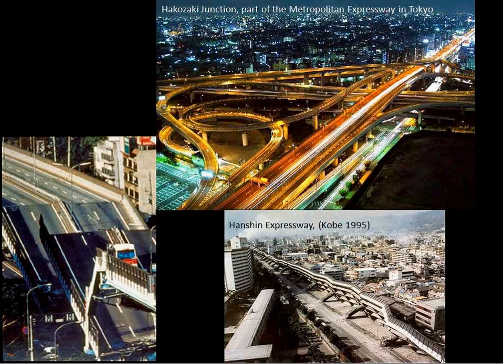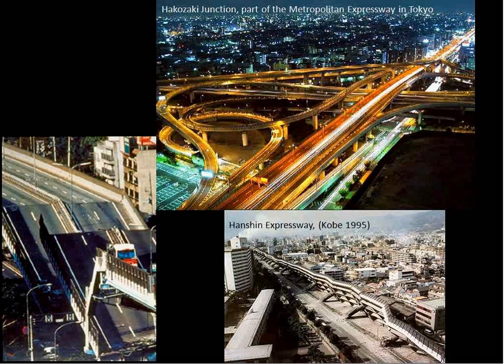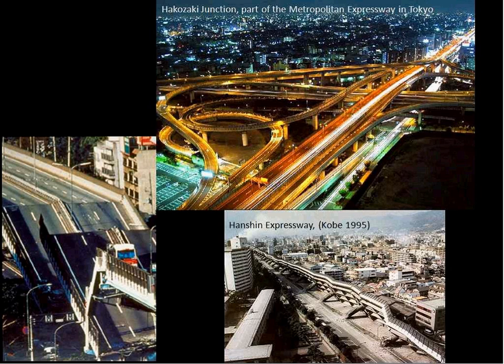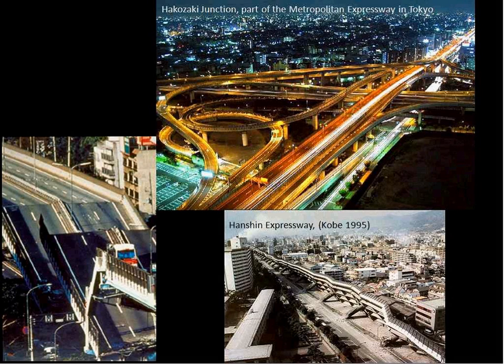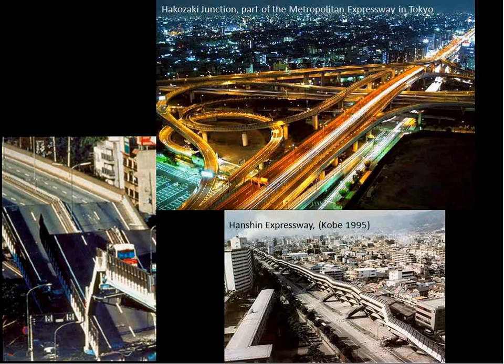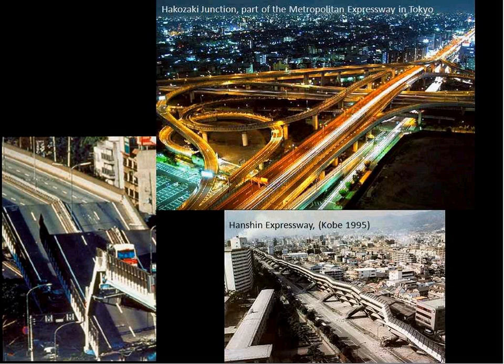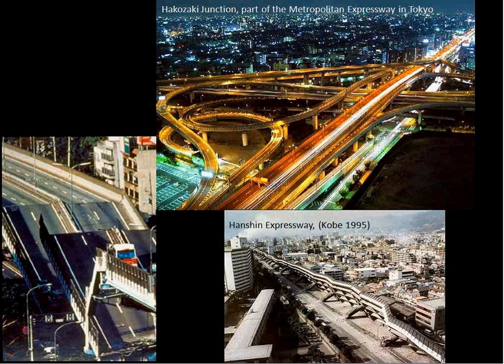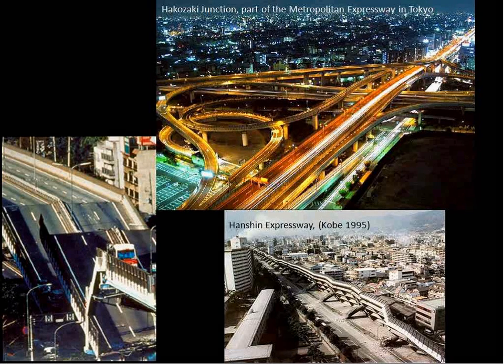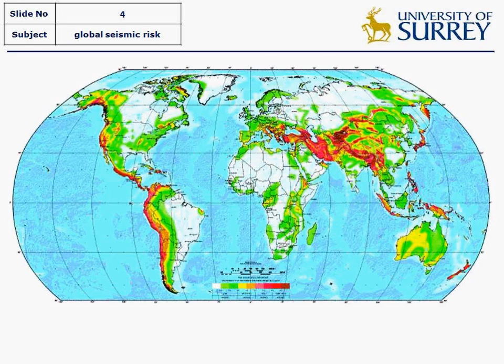You can see on the top figure the healthy system of the Hakozaki Junction. On the left, you can see a bridge that has experienced span unseating. On the right, one of the most famous failures of bridges, the Hanshin Expressway, which was totally collapsed during the 1995 Kobe earthquake, causing dramatic disruptions of traffic and actually dividing the city into two isolated areas after the earthquake.